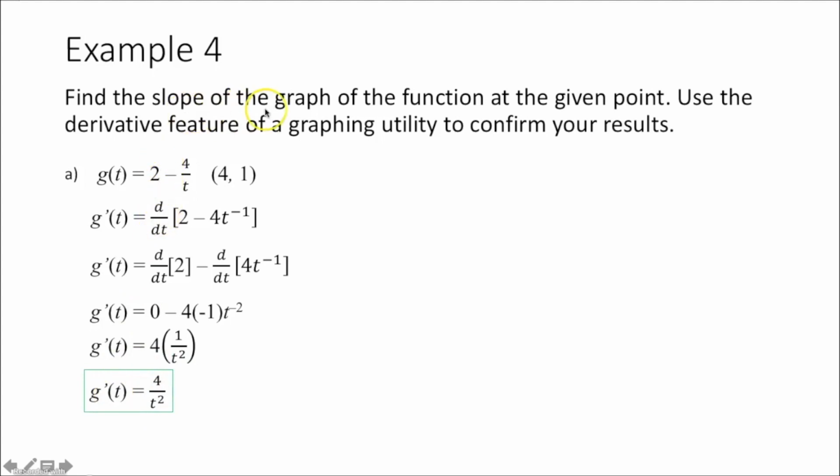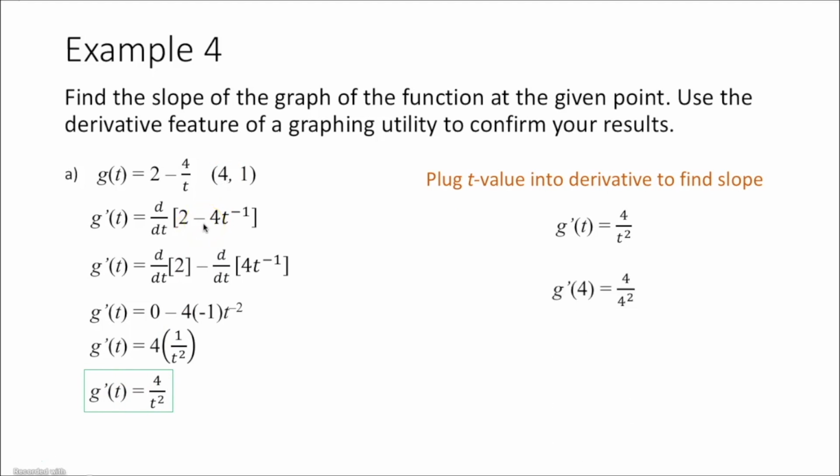But I want the slope of the graph of the function at this given point, (4, 1). I want the slope of the tangent line. So in order to do that, I'm going to take this point and plug it into the derivative. There's only an x here, or in this case a t, so I'm going to plug in 4 for t in order to find the slope of the graph at that particular point. So I plug in 4.